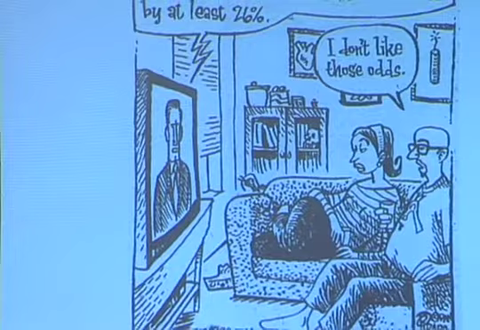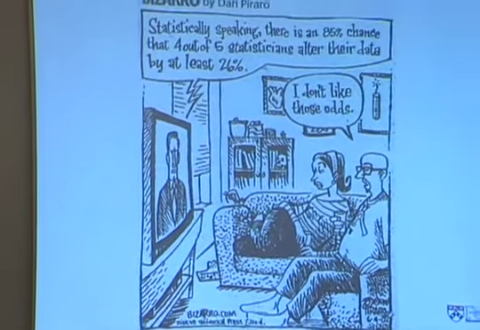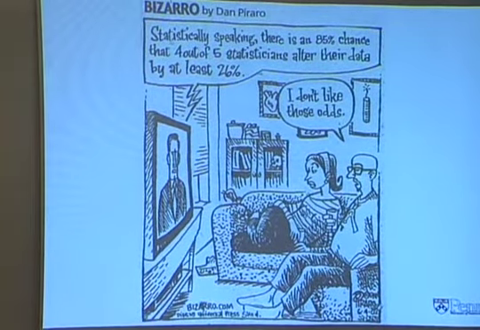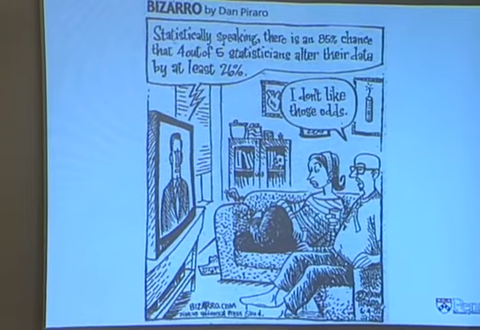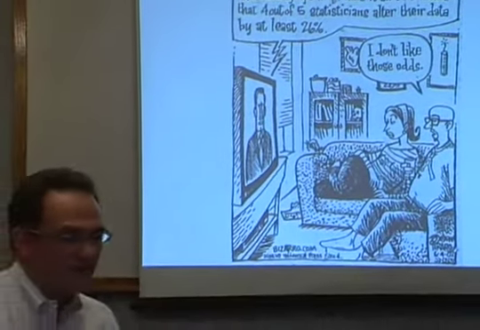So, here we have a cartoon by Bizarro. The TV guy says, statistically speaking, there's an 85% chance that 4 out of 5 statisticians alter their data by at least 26%. And the guy says, I don't like those odds. What's interesting is that he has a heart on his wall in the back.